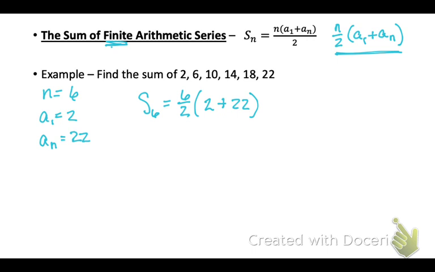Okay, what's half of 6? 3. And 2 plus 22 is? 24. You guys do the math and I'll do the math. We better get the same thing, right? 72. I get 72. What about you guys? Yep.